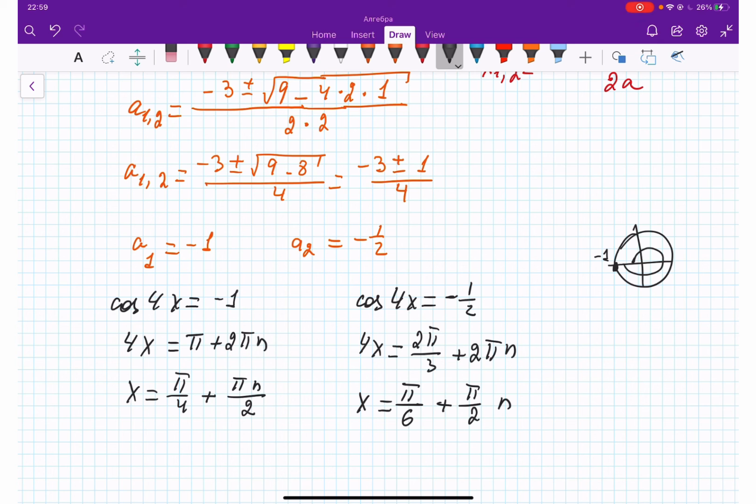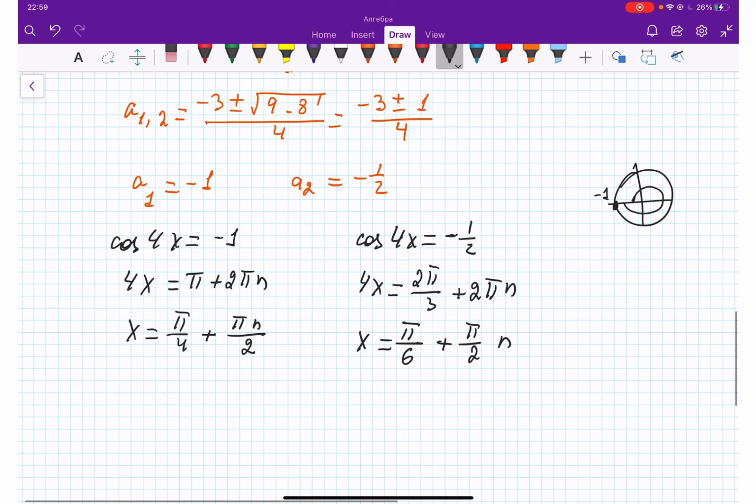Okay. And also 4x can be equal to 4 pi over 3, and again plus 2 pi n. We have two cases, 2 pi over 3 and 4 pi over 3. So from here we are getting x is equal to pi over 3 plus pi n over 2.